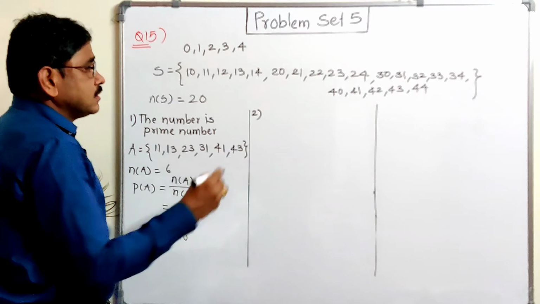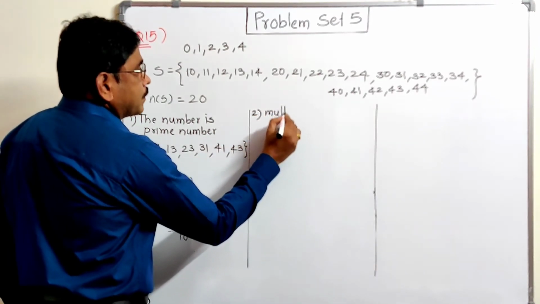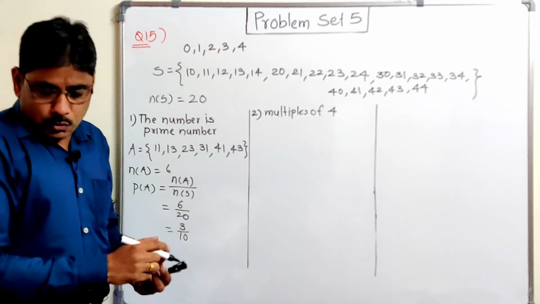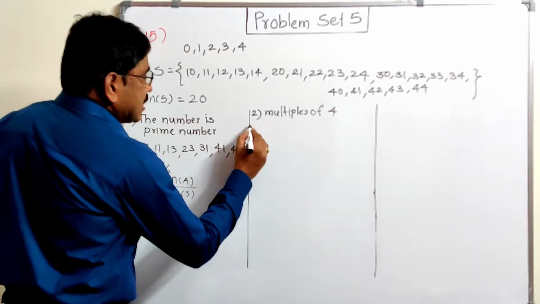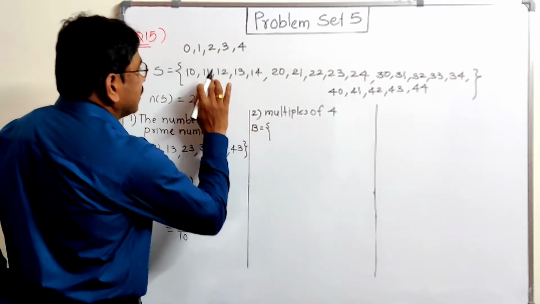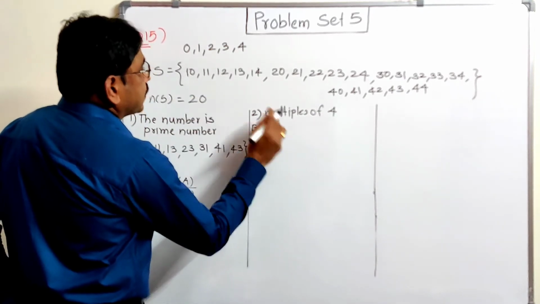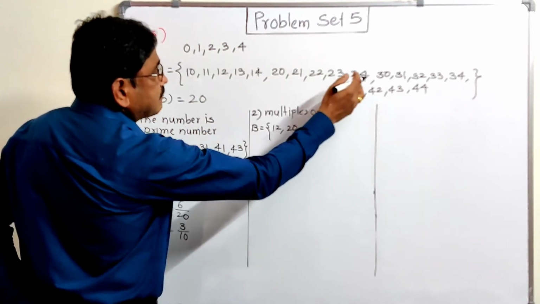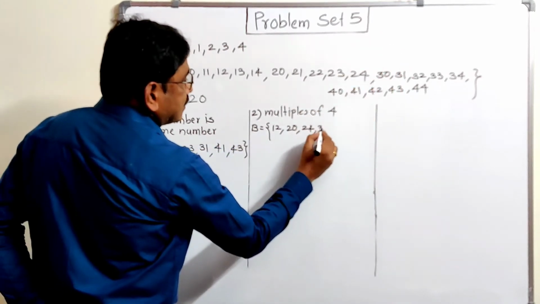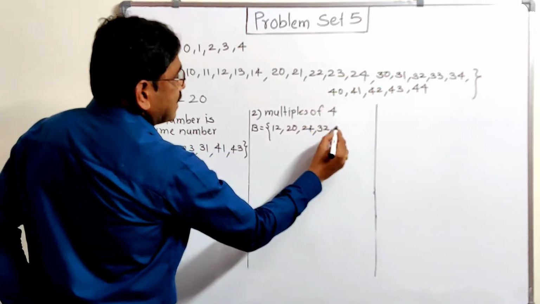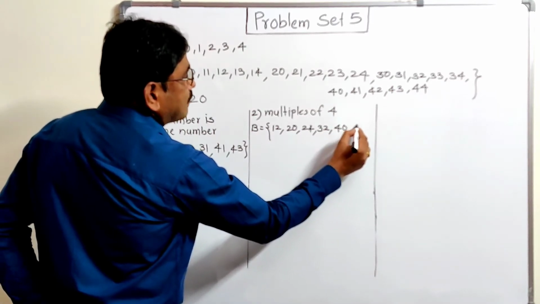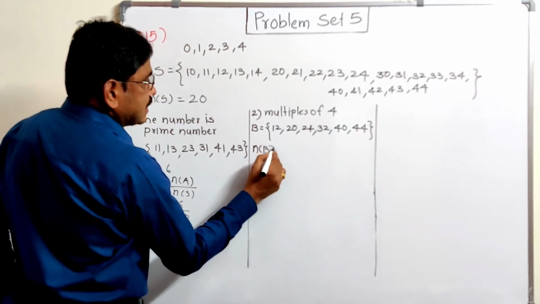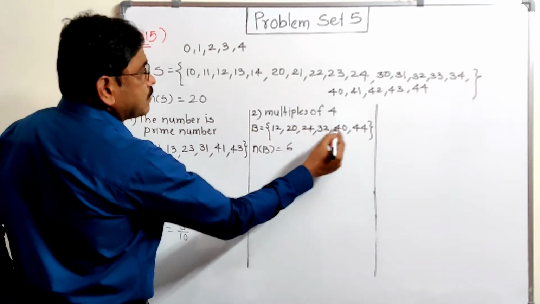In second case, the numbers are multiples of 4. तो multiple of 4 कौन कौन सा है? 4 के जो टेबल में आएगा, 4 3s 12, 4 5s 20, 4 6s 24, 4 7s 28 नहीं है, 4 8s 32, 4 9s 36 नहीं है, 4 10s 40 and 4 11s 44. So these are the 6 numbers. So NB is again 6.